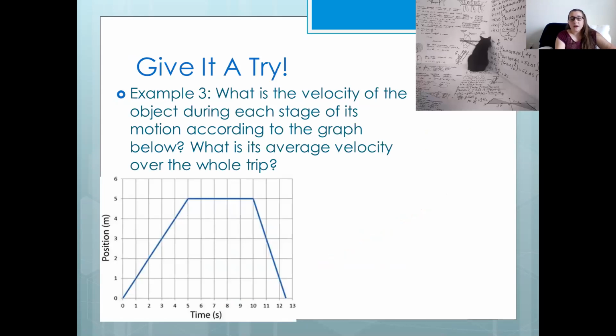Okay, here's another one that I want you to give a try. What is the velocity of this object during each stage of its motion, according to this graph below? And then what is its average velocity over the whole trip? So I'm going to give you a little bit longer to answer this question. You'll end up with 4 different answers when we come back together and go through it. So take just a moment.